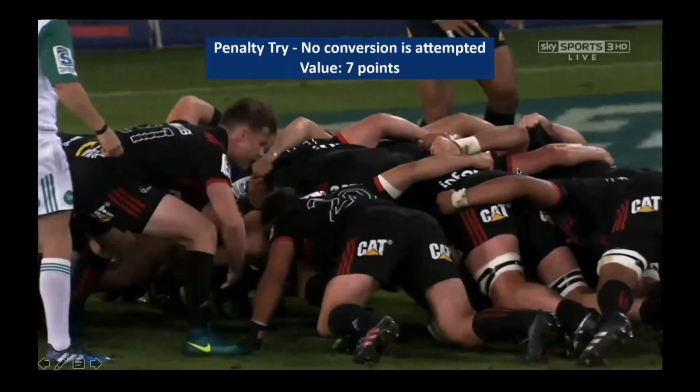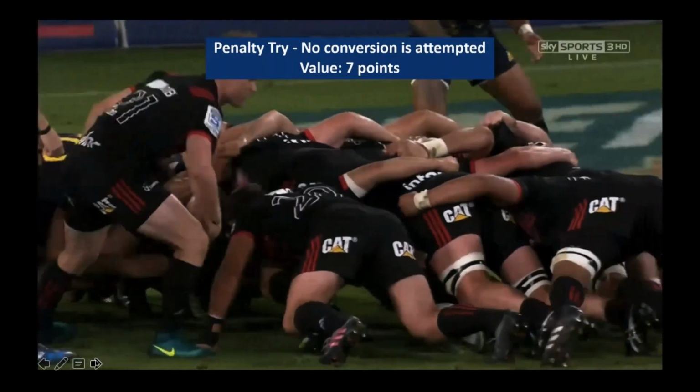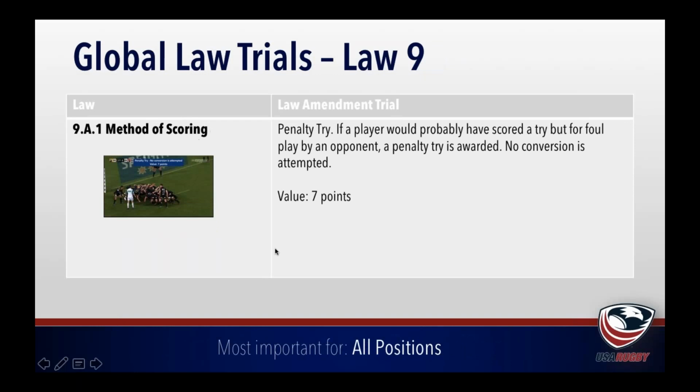We can stop that one. That was pretty straightforward. So the penalty try, again, value is 7 points. So whenever you're going to get a penalty try or have a penalty try against you, it will just be the 7 points that's awarded.